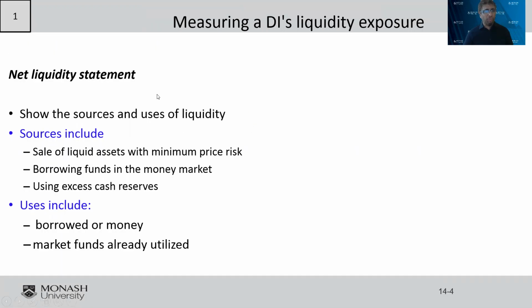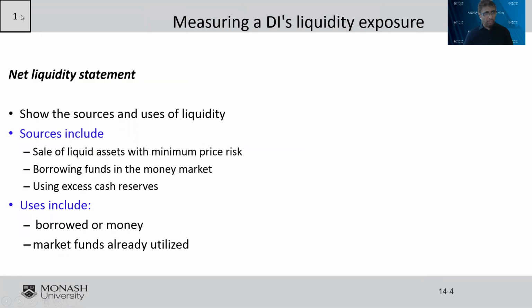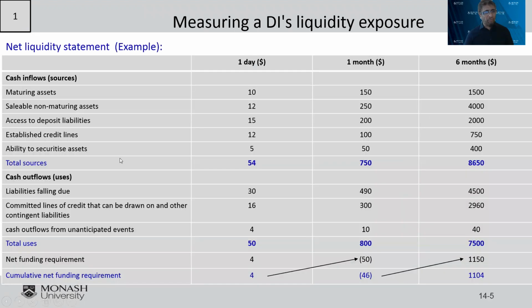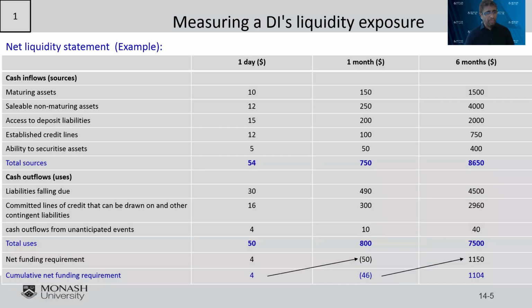Number 1 is, as I told you, you can reference the numbers, which means in this slide, it's number 1. So the source is the sale of liquid assets with minimum price risk. You can borrow, which is another source, or you can use the reserves, like at the central bank. The expected uses include borrowed money. Then you have the market funds already utilized. This is part of the uses, but here it's a clear picture.